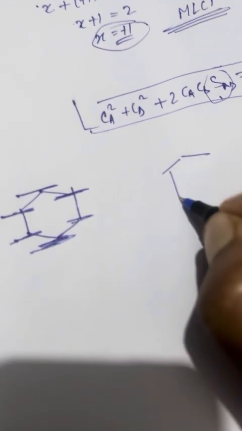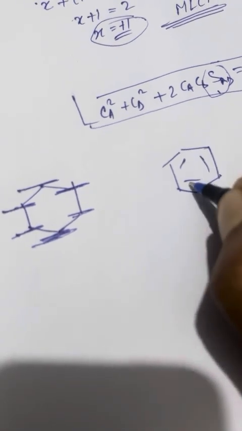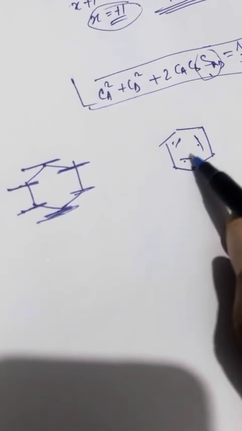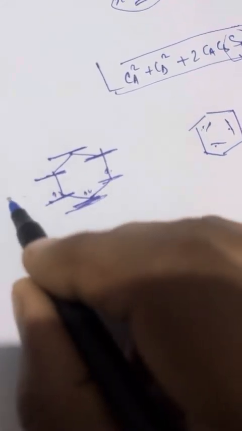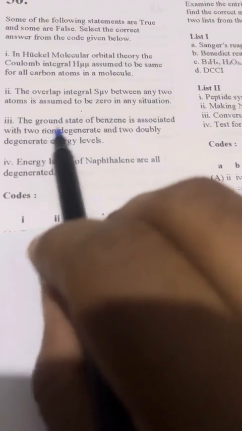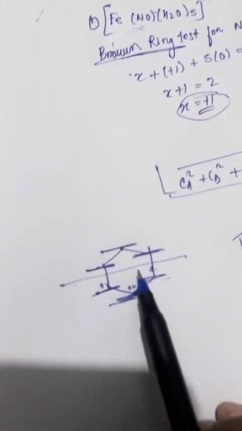Now benzene, we will draw the Frost diagram. Benzene structure we know, it has 6 electrons, so if you fill 1, 2, 3, 4, 5, 6. Now actually, according to the statement the answer should be false, but they are giving it as true. As the ground state is mentioned, we have to add the electrons also.